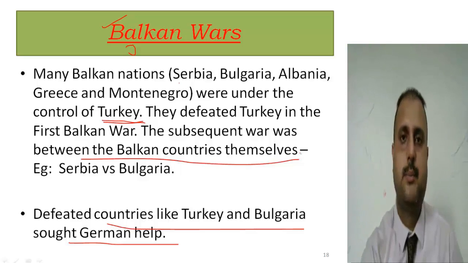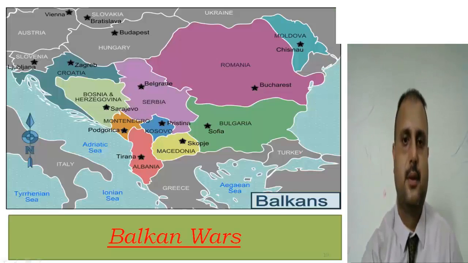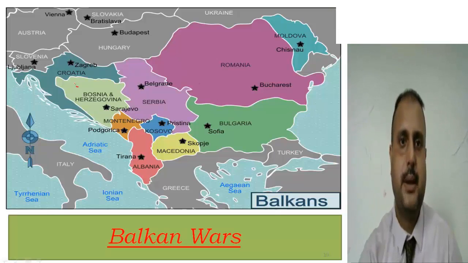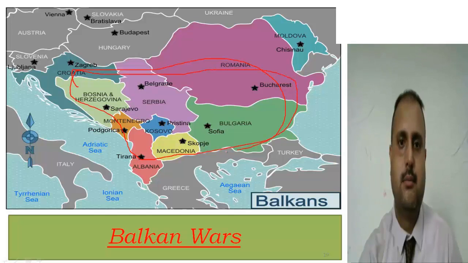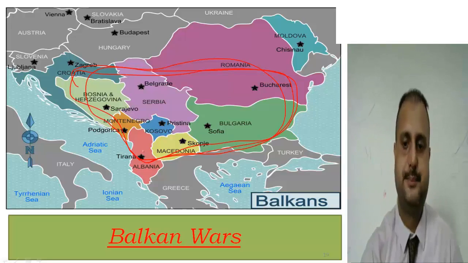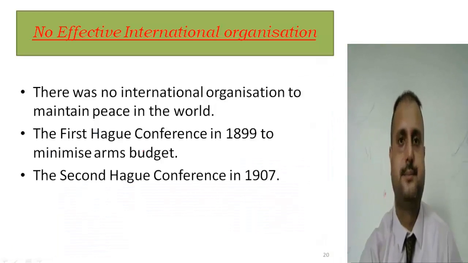Turkey joined the Triple Alliance against France and Britain. So if we see, these are the main countries included in the Balkan region. All these countries were under the control of Turkey. After they got independence from the control of Turkey, some took the help of Germany and some took the side of Britain and America. So I hope it is clear. So let's move to the next one.